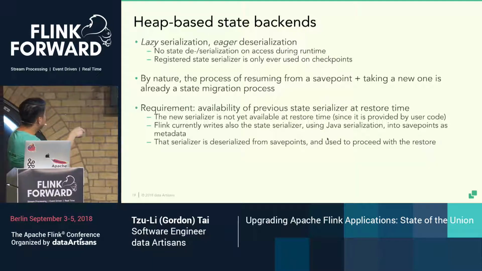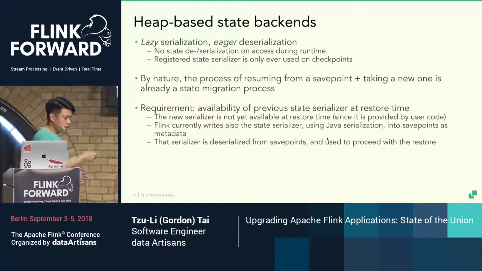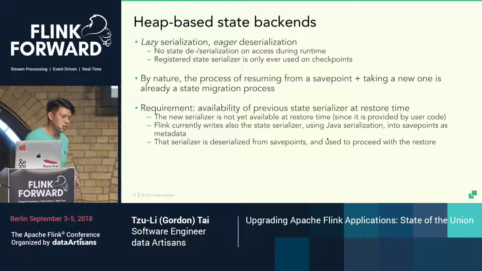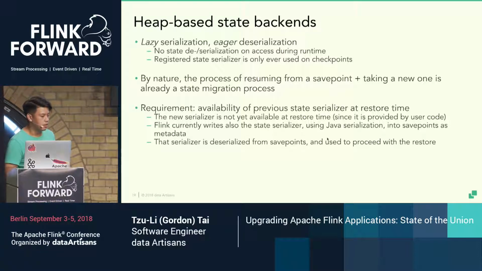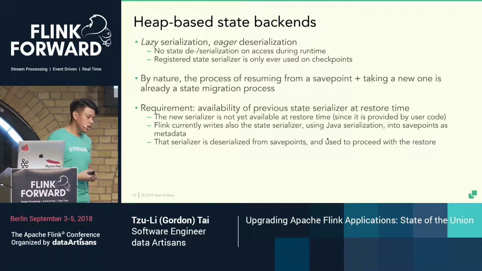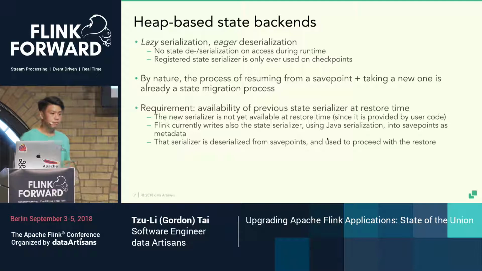One other thing, if you're not familiar with this term, I very commonly use this. It's lazy serialization and eager deserialization, which is how I characterize the serialization behavior of heap-based backends. By lazy serialization, it means that we only serialize stuff when we take a savepoint. By eager deserialization, it means when we restore, we have to deserialize right on point as part of the restore process. Okay?